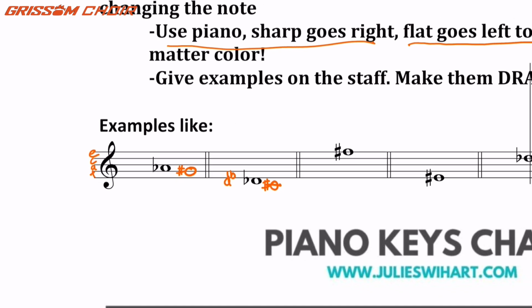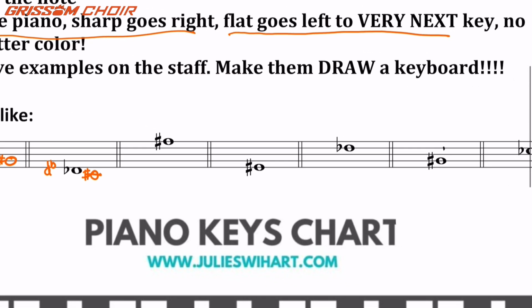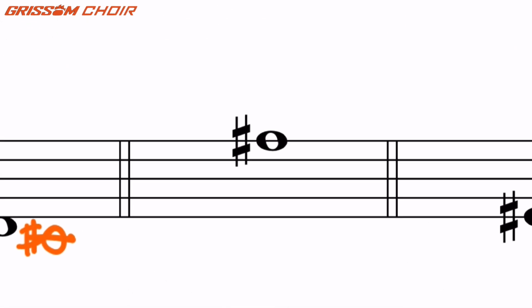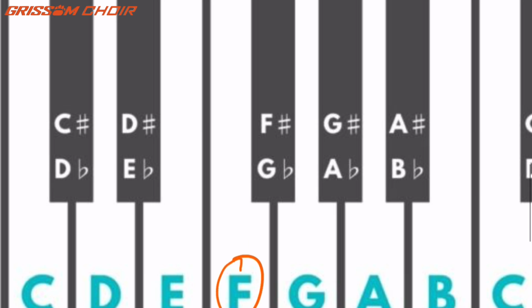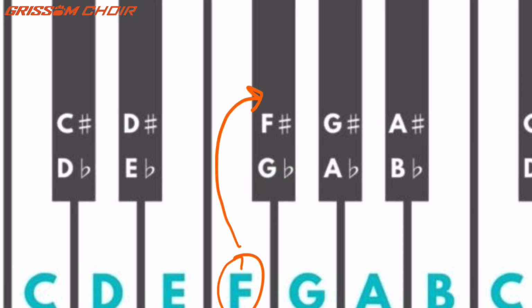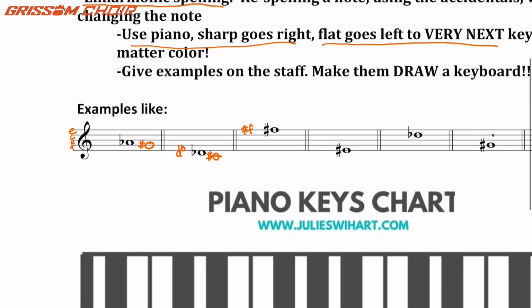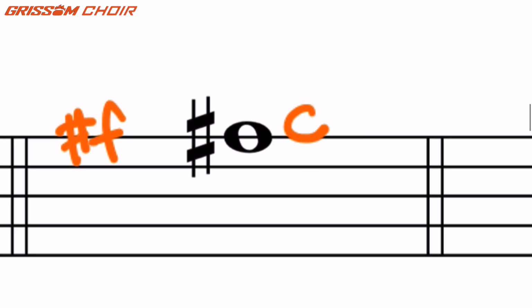I will do one more example for us. This next example is F sharp. We locate F sharp on the piano. Here is F. Sharp goes to the right, so we're going right one to this next black key. The enharmonic spelling of F sharp would have to be G flat. So we will write G flat.